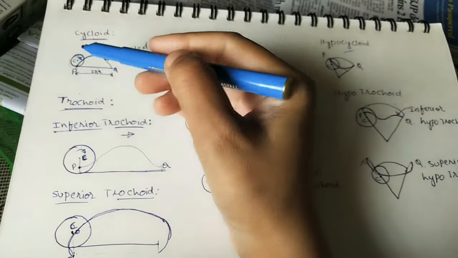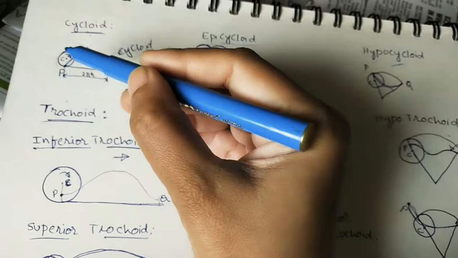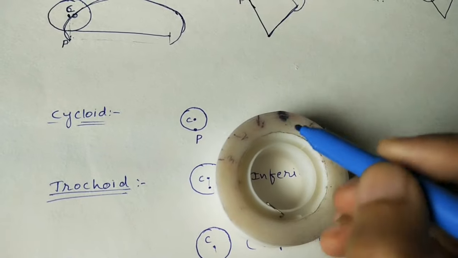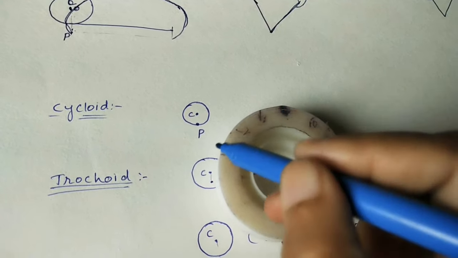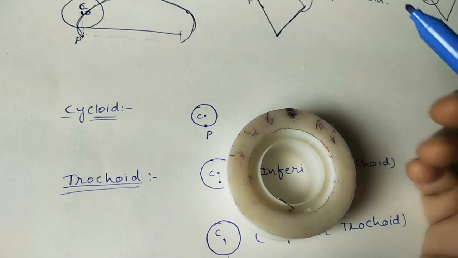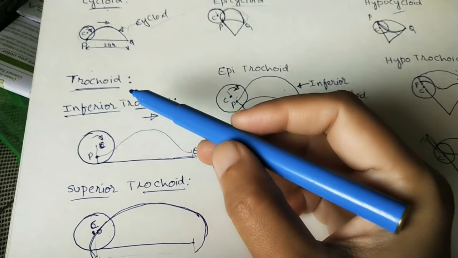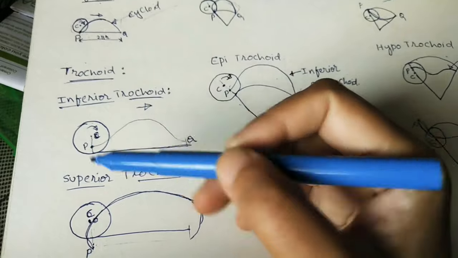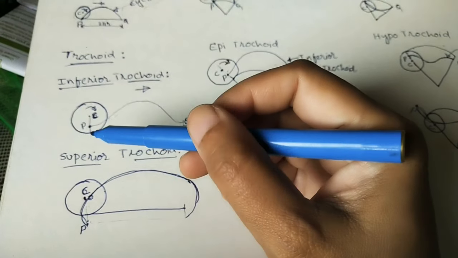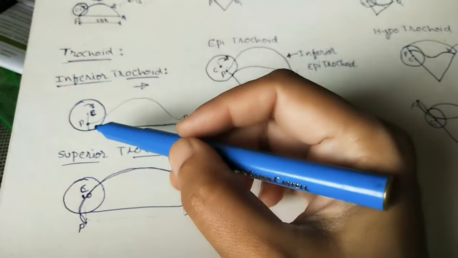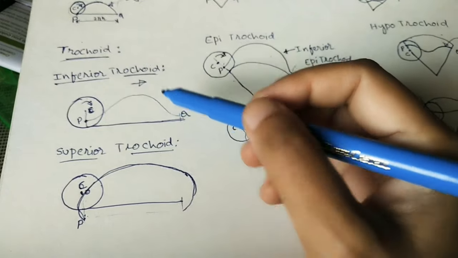Here in cycloids, we are taking the P point on the circumference of the circle. For example, I am taking P point on the circumference of the circle in this cycloid. In trochoids, we are taking P point either inside the circle or outside the circle. If P point is inside the circle, we will get a curve like this. It is called inferior trochoid.